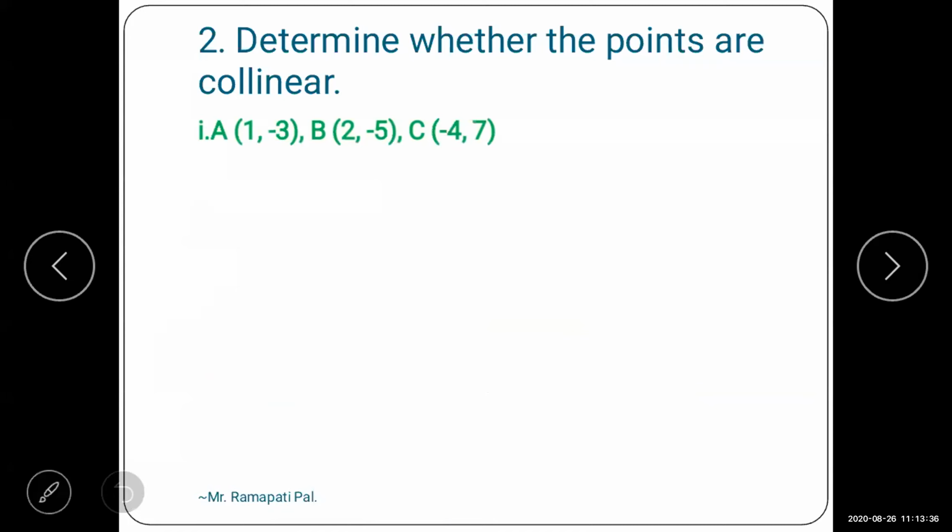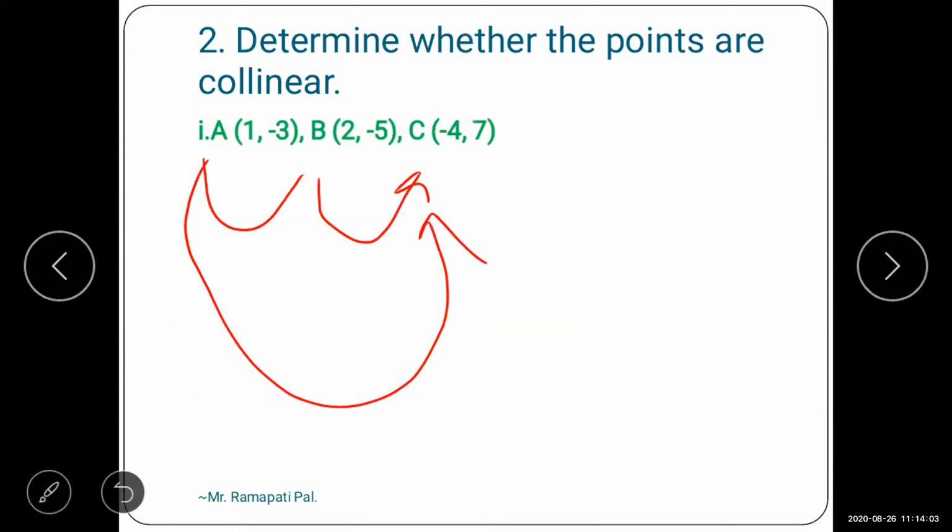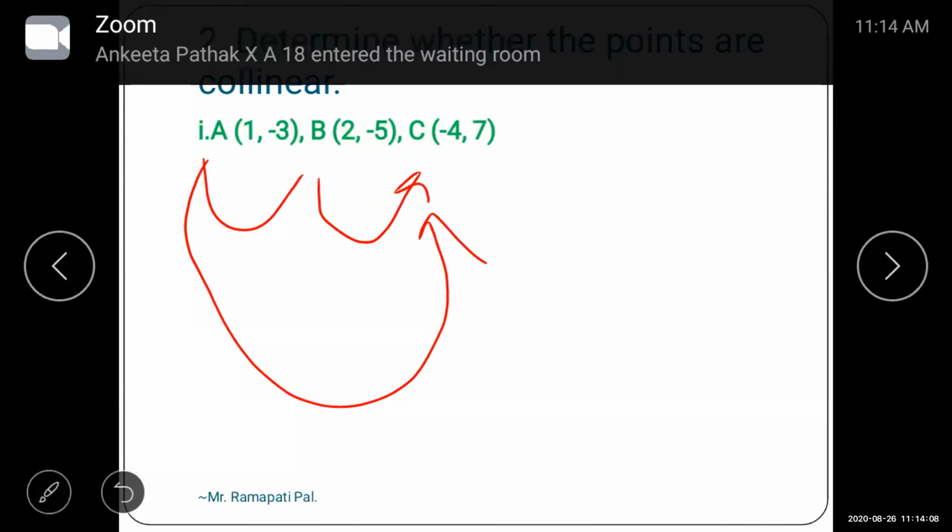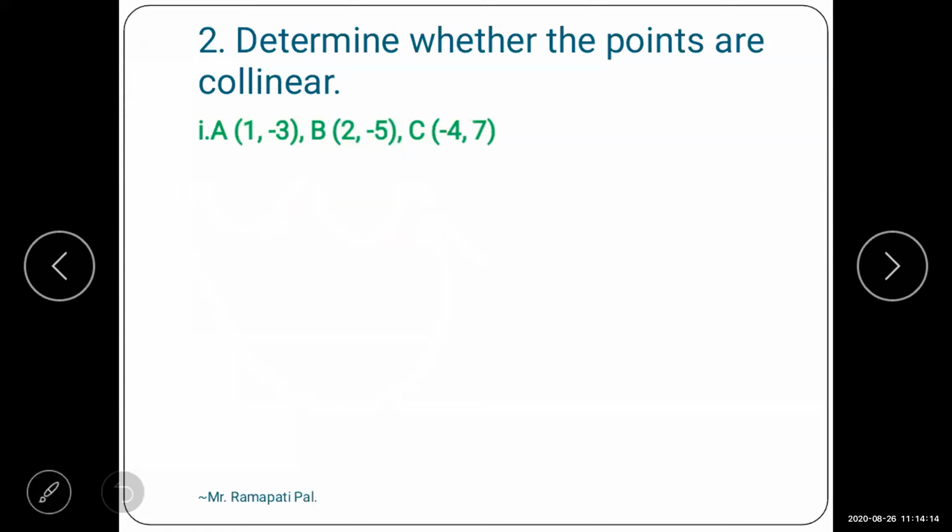So you understood how we are going to find out whether the points are collinear or not. So we have to find the distance. Let's see how we are going to solve. Here point A is given as (1, minus 3), point B is given as (2, minus 5), and point C is given as (minus 4, 7). So we have to find the distance AB, the distance BC, and then the distance AC, and then we have to see by adding which distances they become equal. Is it clear?